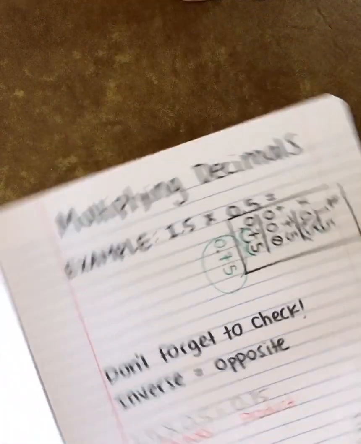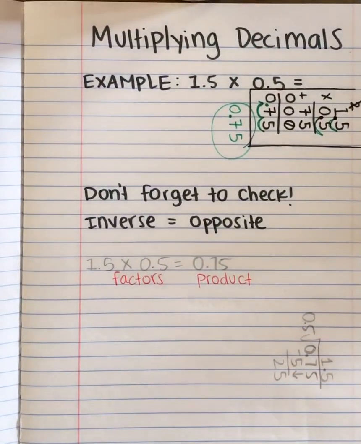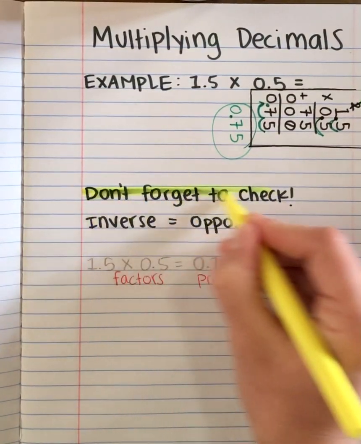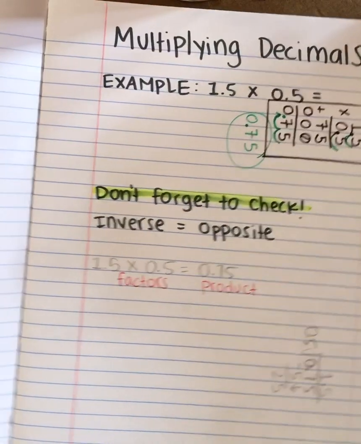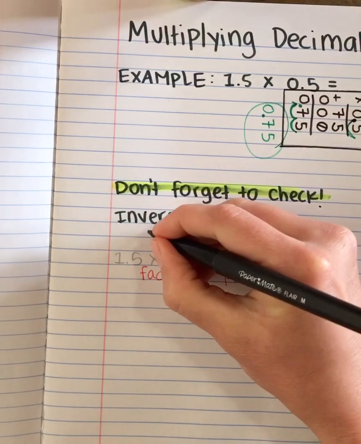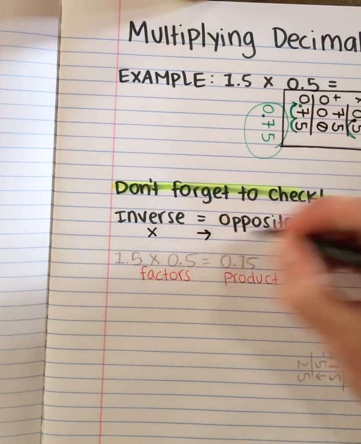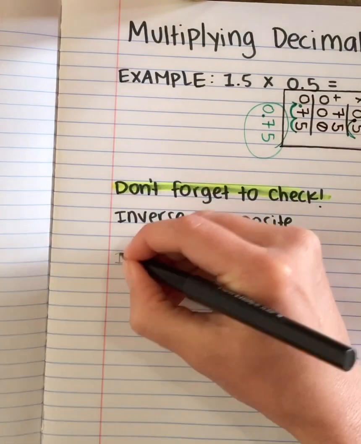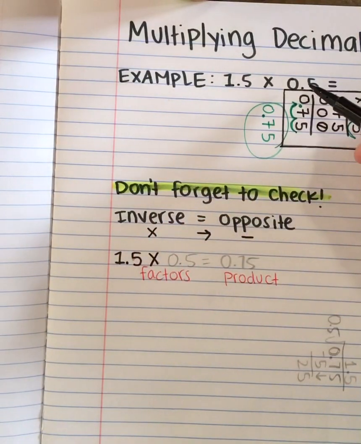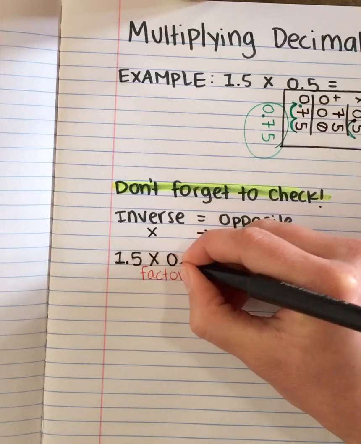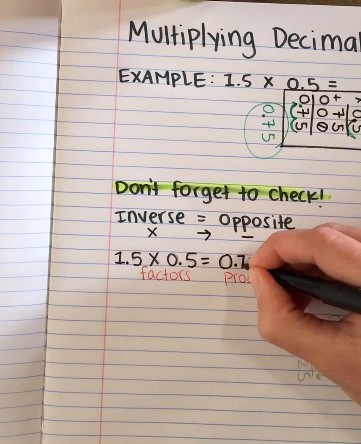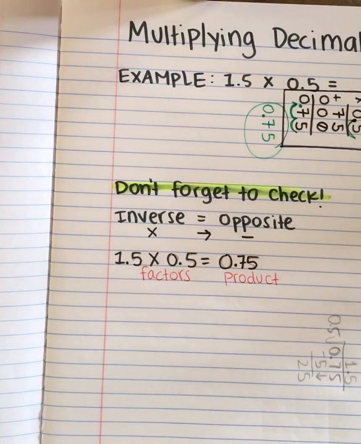Just like with addition, we need to make sure that we check our work. We are going to use the inverse or opposite operation. And with multiplication, that opposite operation is division. So if we multiply to find our answer, we can use division to check. Our factors in the problem we're checking were 1 and 5/10 times 5/10. And our product that we're trying to prove is 75 hundredths.